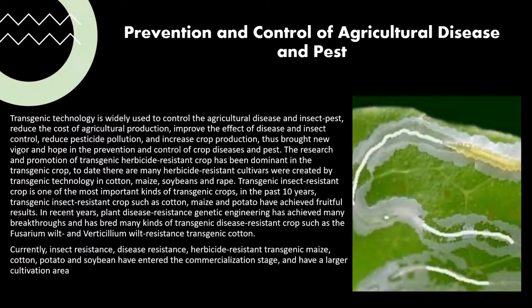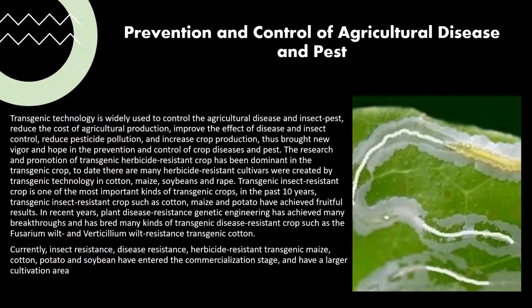Prevention and control of agricultural disease and pest. Transgenic technology is widely used to control agricultural disease and insect pests, reduce the cost of agricultural production, improve the effect of disease and insect control, reduce pesticide pollution, and increase crop production. It has thus brought new vigor and hope in the prevention and control of crop diseases and pests.